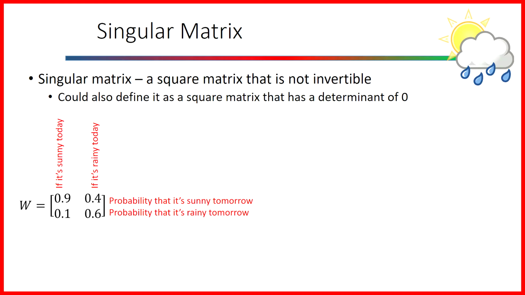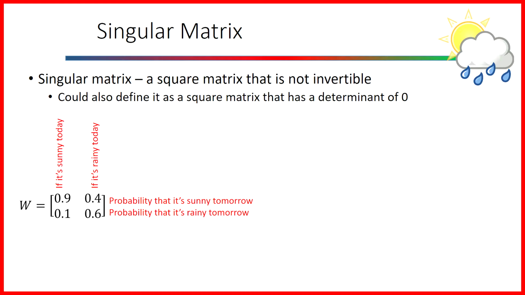It tells us that if it's sunny today, there's a 90% chance that it will be sunny tomorrow, and a 10% chance that it will be rainy tomorrow. On the other hand, if it's rainy today, there's a 40% chance it will be sunny tomorrow and a 60% chance that it will be rainy tomorrow.